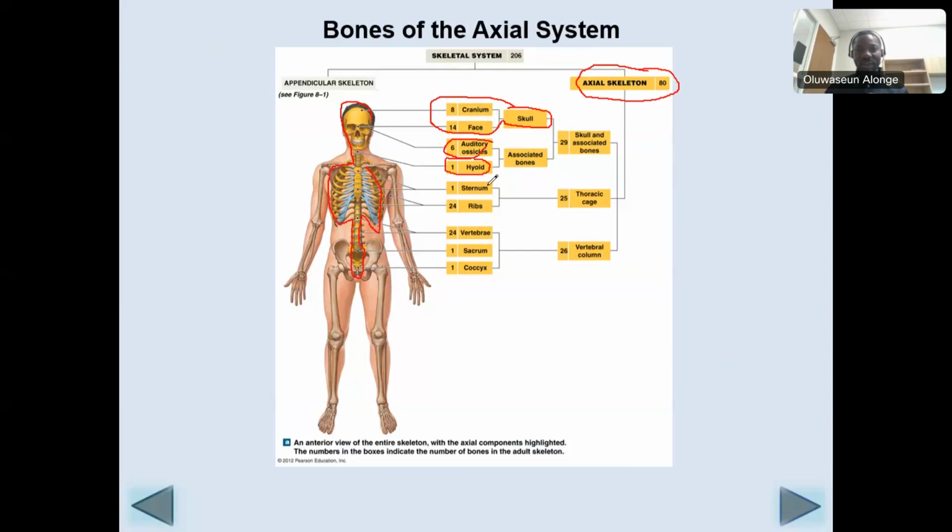And you have the sternum, which is the bone right here. We have the sternum, we have the ribs. There are 12 ribs on each side, so that makes 24 ribs in total. We have the cervical, the thoracic, the lumbar, which we'll discuss in detail. Let's go.